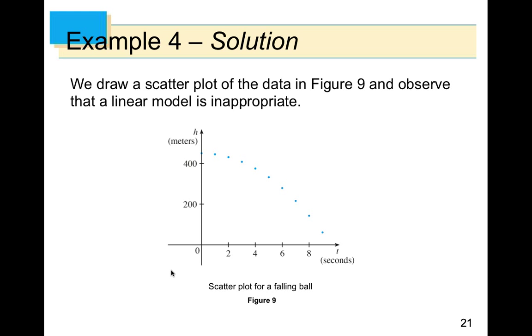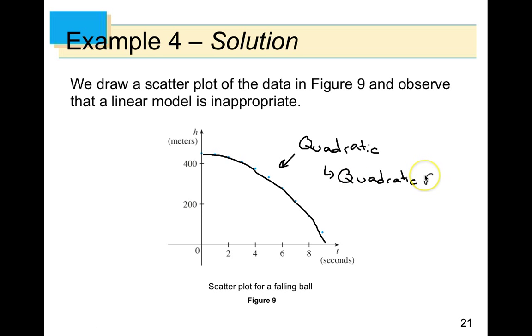So we draw a scatter plot of the data in Figure 9 and observe that the linear model is not appropriate. If you try to draw a linear model through this data, you're not going to hit most of the points. But what you should notice is that the function does have a nice curve to it. And so it should suggest that this model would probably be a quadratic model. If you were to use your calculator, you would generate the scatter plot, and instead of creating a linear regression, you would create a quadratic regression. And we're going to have some practice with regression this week.